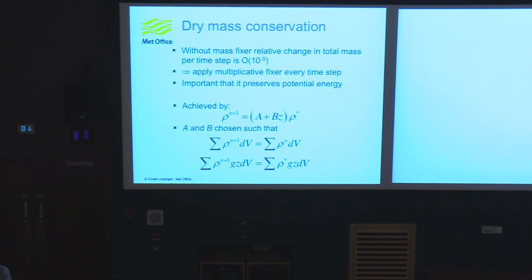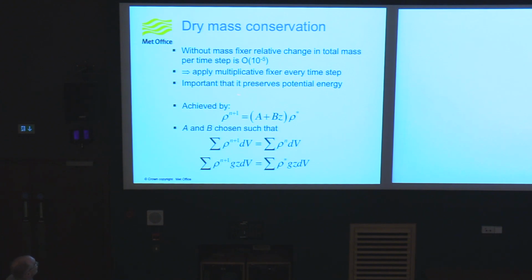We also use the semi-Lagrangian scheme for the transport of certain aspects of the dry density quantity, and of course conserving dry mass is key, otherwise our model will simply run out of stuff to do anything with. It's a relatively small change, but without the mass fixer we get a relative change of about 10 to the minus 5 per time step. It's a small amount per time step, but it doesn't take that many time steps for that to become a significant impact. But it's a very uniform change, so what we do is apply a multiplicative fixer every time step to patch that up.